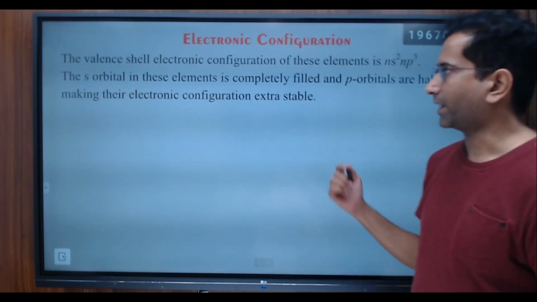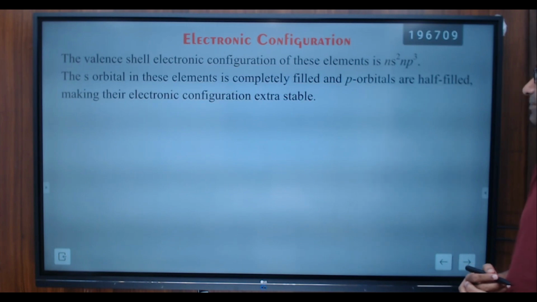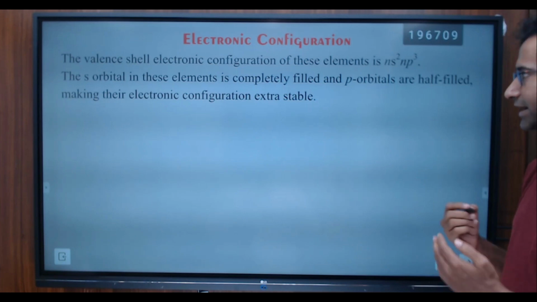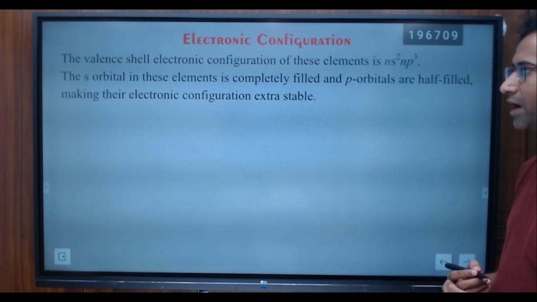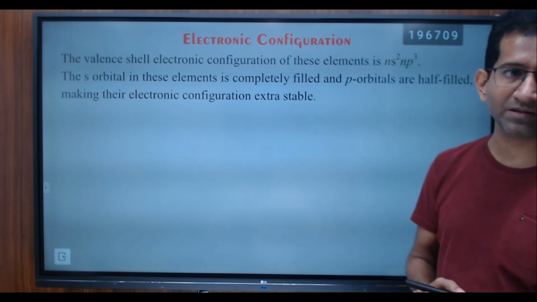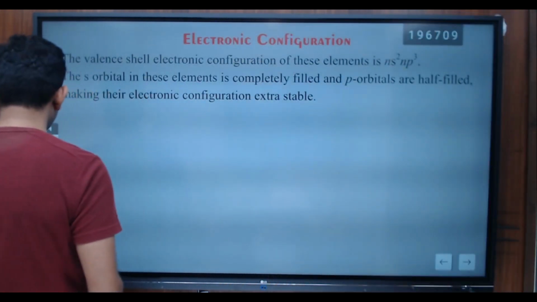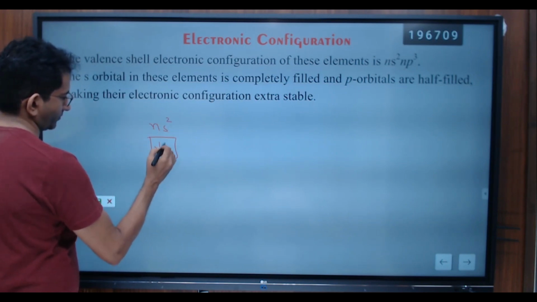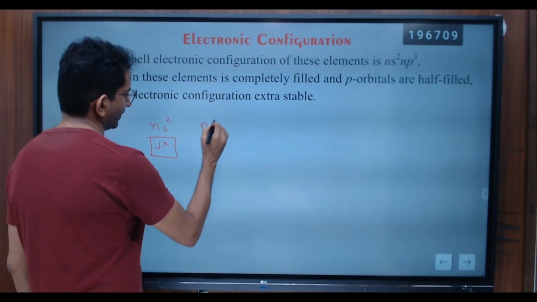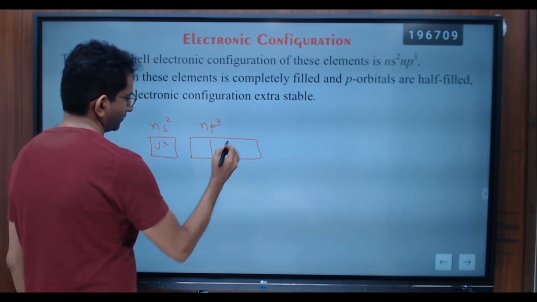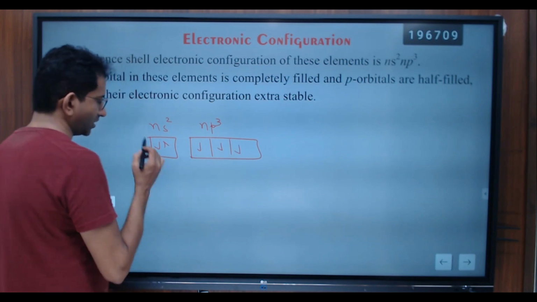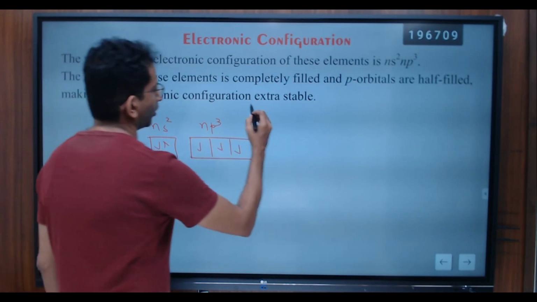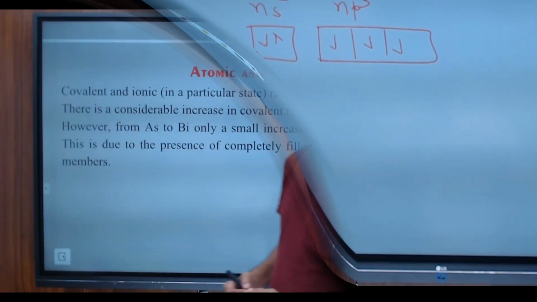Electron configuration. The valence shell electron configuration of these elements is ns2np3. The s orbital in these elements is completely filled and p orbitals are half filled, making the electron configuration extra stable. So this electron configuration can be written as completely filled s orbital and np3, which is half filled. So not just completely filled s orbital, but half filled p orbitals give all these elements extra stability.